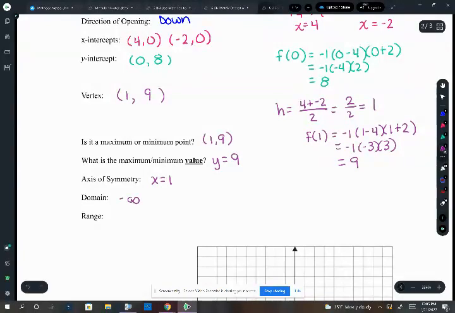Domain is always -infinity to infinity. Now our range is going to be a little bit different because our range is going to go down. Our range is going to go from -infinity up to our value. But let's just graph it so we can see those key pieces first.